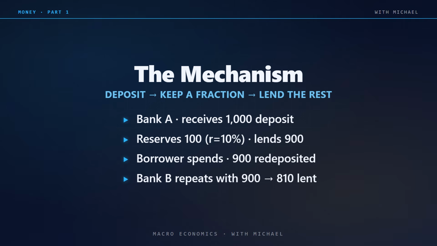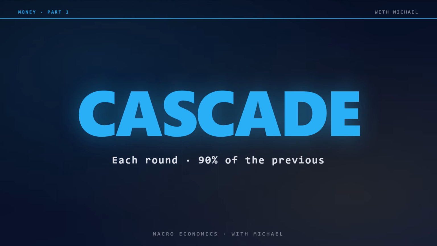That second bank now has 900 shekels in new deposits, keeps 10% as reserves, and lends out the remaining 810 shekels. That 810 gets spent and redeposited, and so on and so on. This cascade is the engine of money creation. The original 1,000 shekels of monetary base has spawned multiple rounds of new deposits, and those new deposits are money. Section 4. The T-account walkthrough.